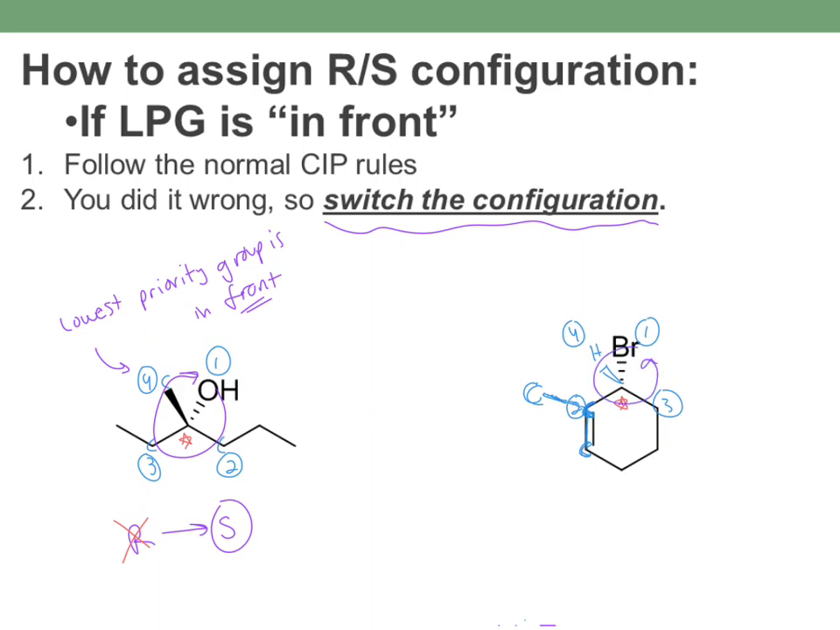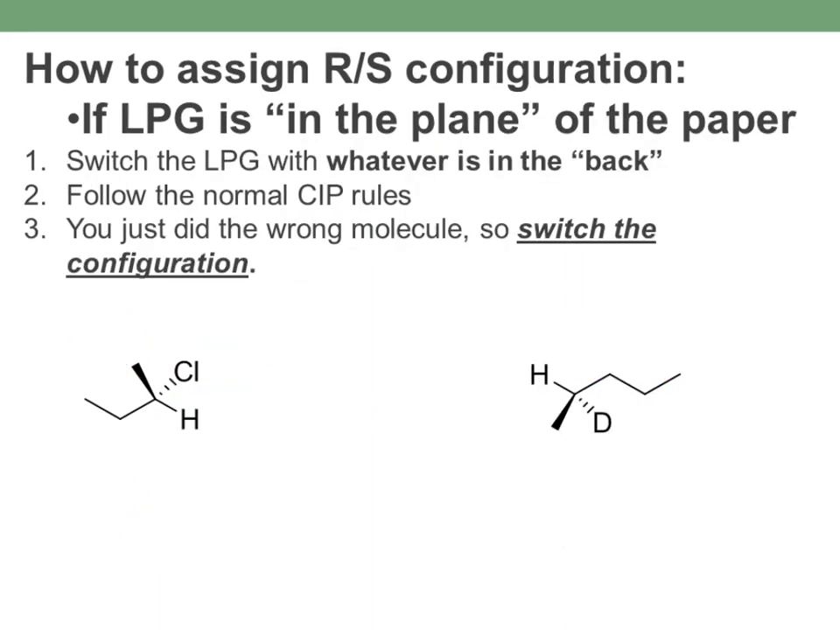Regardless of that, so I know my lowest priority. It looks like I have an S, but my lowest priority group is in front here, which is the problem. So I know it's not S, it must be R. And that's the R configuration, right? So 1, 2, 3, it looks S. I know I'm wrong because the lowest priority group is in front, so I can just switch it. So anytime that lowest priority group is just in front, just take the configuration anyways and switch it. Just know that you're exactly wrong. So just switch it.